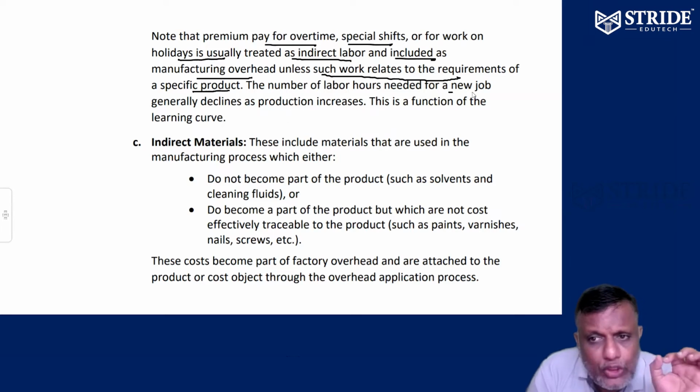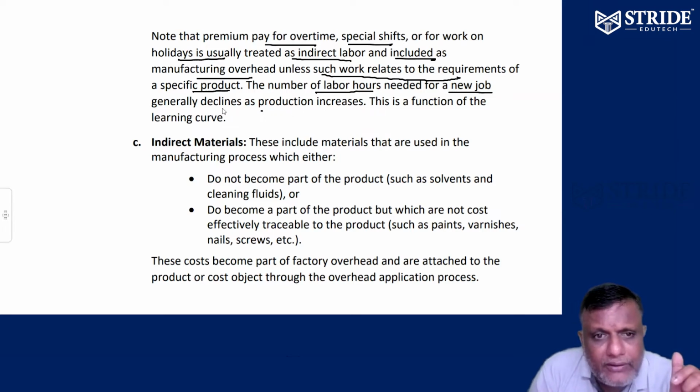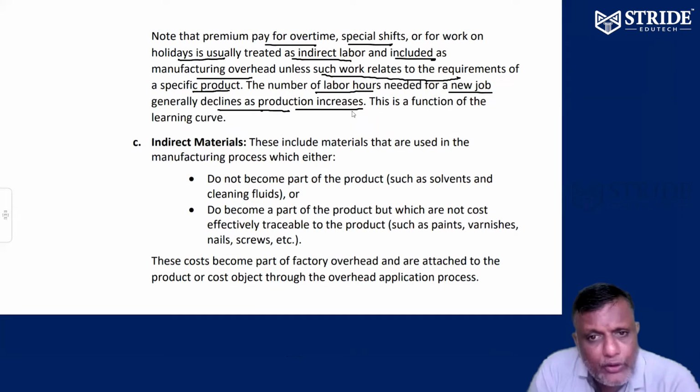Upon a new job we are getting, our labor are new to this job. More labor hours are required, because with a new job our people are not skilled. Definitely our production is slow at first. What happens? The labor hours needed for a new job generally decline as production increases, because more and more units are being produced.